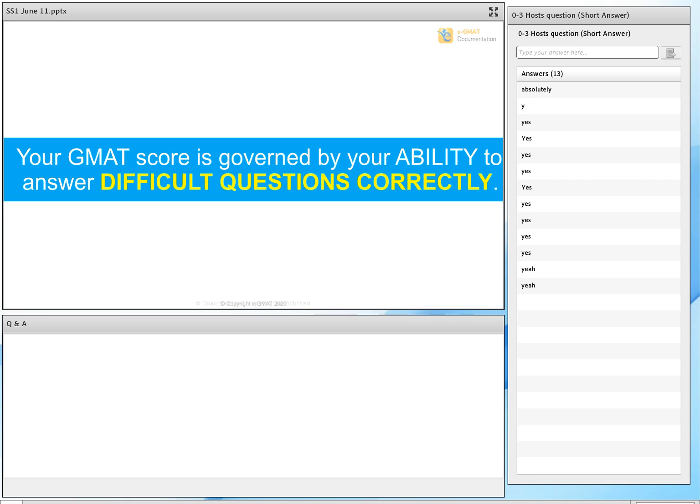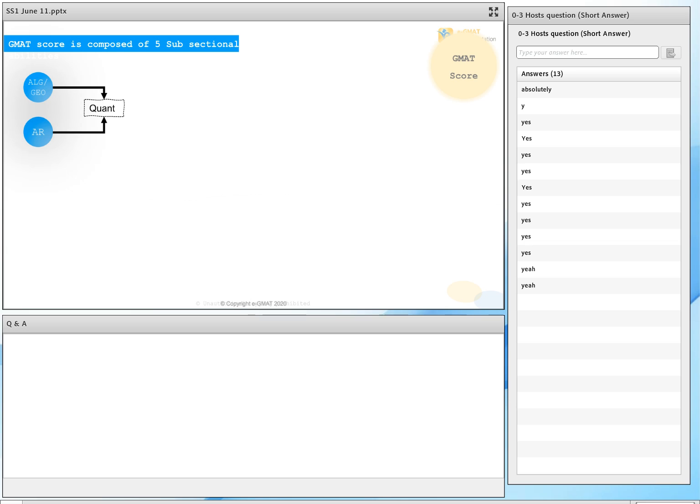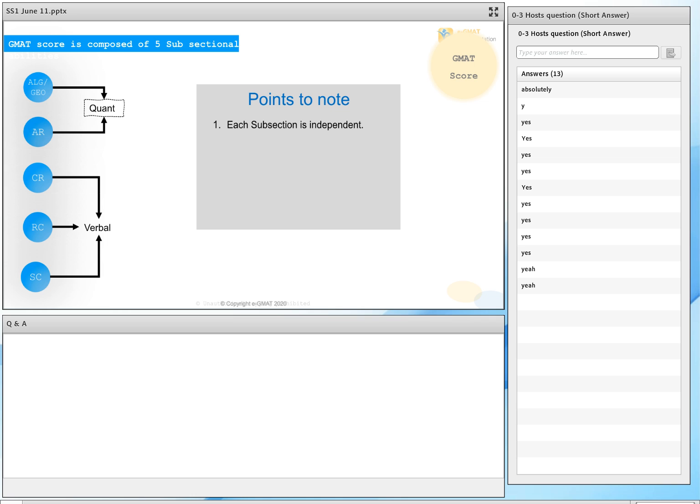Okay, so again, as I said, your GMAT score is governed by your ability to answer difficult questions correctly. Now, so your GMAT score, as I said, is composed of 5 subsectional abilities. What are those 5 abilities? There are 2 abilities in quant. You have a combined ability of algebra and geometry, and then 1 ability in arithmetic. Arithmetic contains number properties, word problems, and sets, PNC, probability, etc. On the verbal side, the subsections are fairly simple.